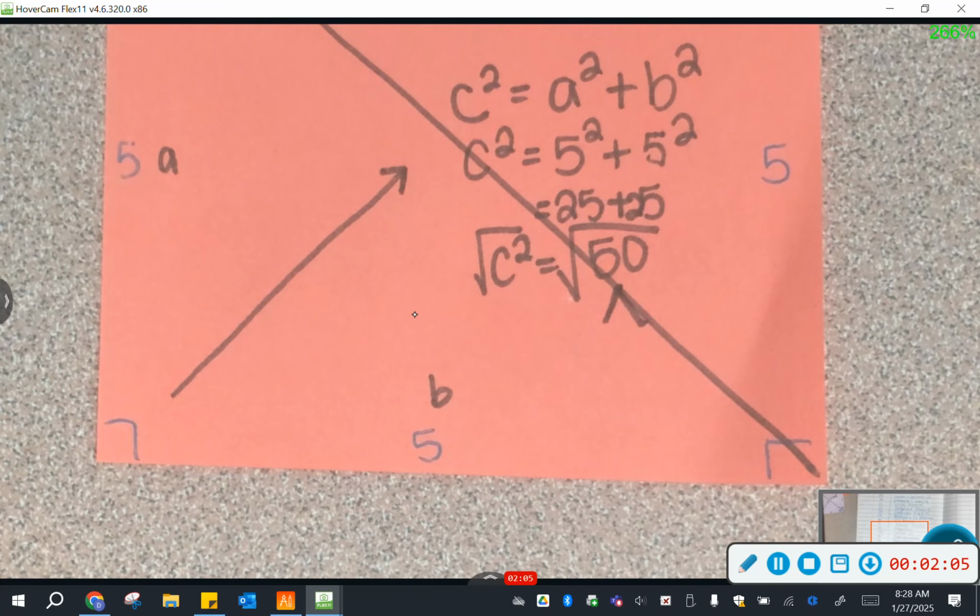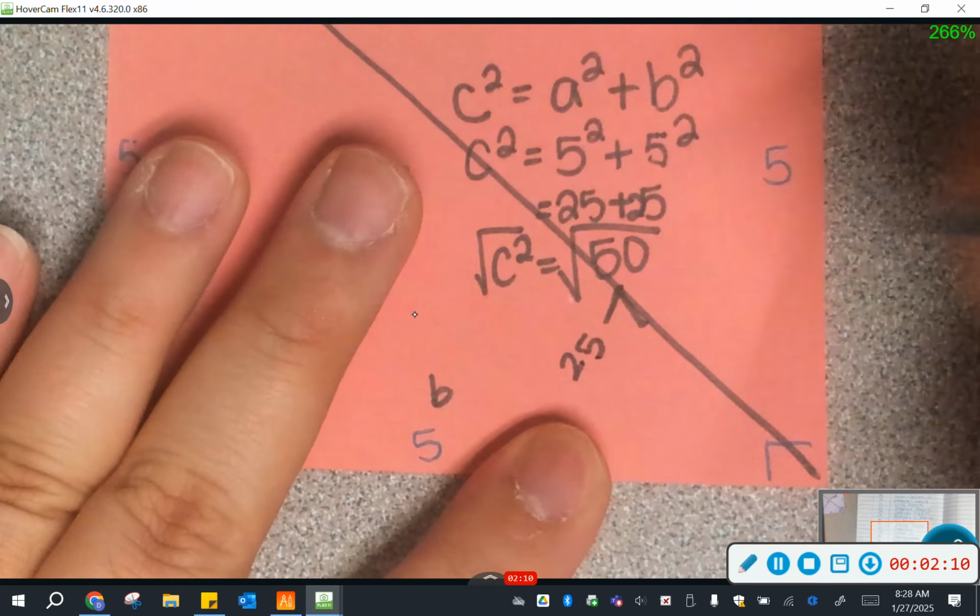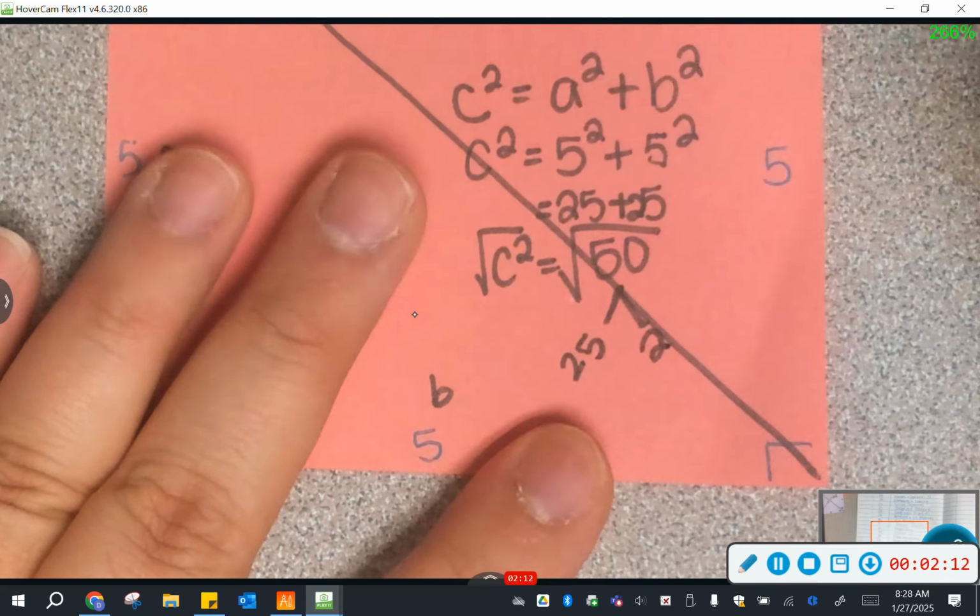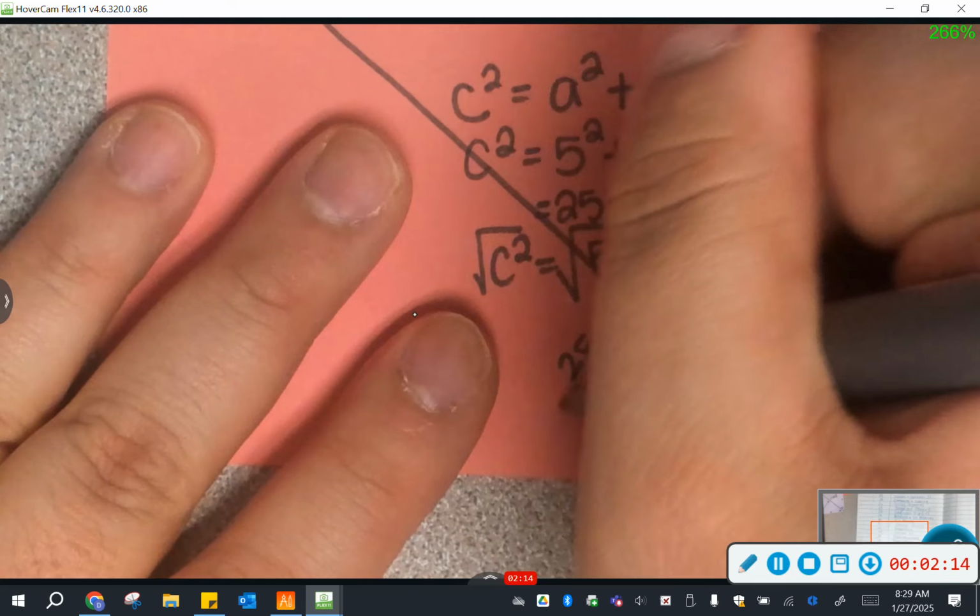And then, last week we learned how to do simplifying radicals. I can simplify this. How do I simplify the square root of 50? Do your tree. How do you get 50? 5 times 10. So either one, 25 times 2 or 5 times 10. You can do either way. What is 25?